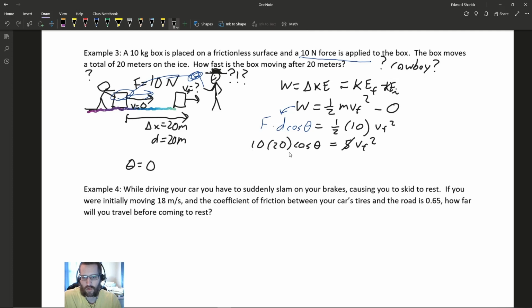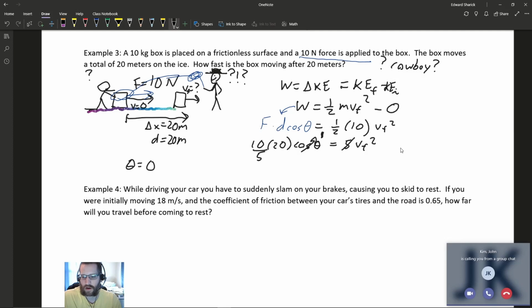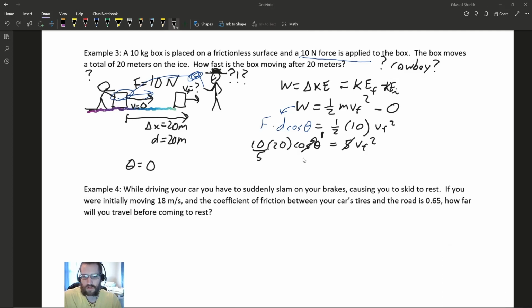So this becomes 40 cosine theta. This is 1 here. Divide the 5 over. So that gives me 40 equals V final squared. Which means I get a V final of square root of 40, 6.32 meters per second.